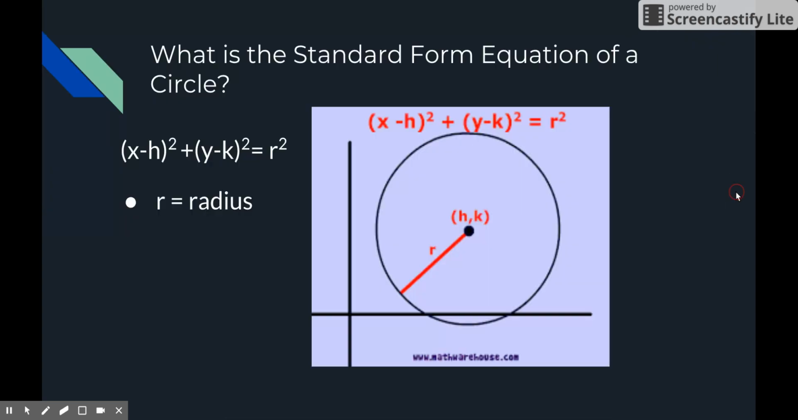Today we're going to be talking about the standard form of circles and its equations. So the standard form equation of a circle is (x minus h) squared plus (y minus k) squared is equal to r squared. As you can see in the picture, the point (h, k) is the center of the circle, and the square root of r squared is the radius.